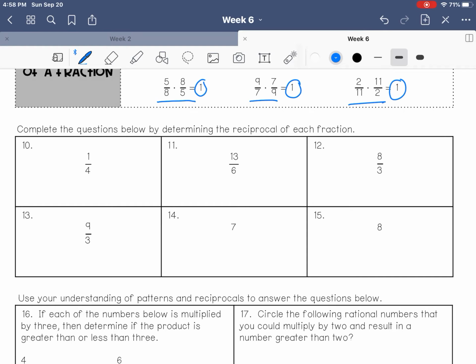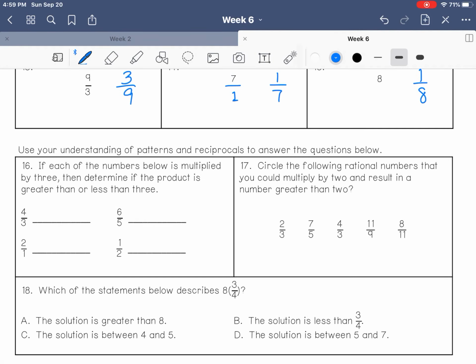The reciprocal of 1/4, 4/1. The reciprocal of 13/6, 6/13. The reciprocal of 8/3 is 3/8. The reciprocal of 9/3 is 3/9. The reciprocal of 7, remember every whole number has an invisible denominator of 1, so the reciprocal of 7 is 1/7. The reciprocal of 8 is 1/8.